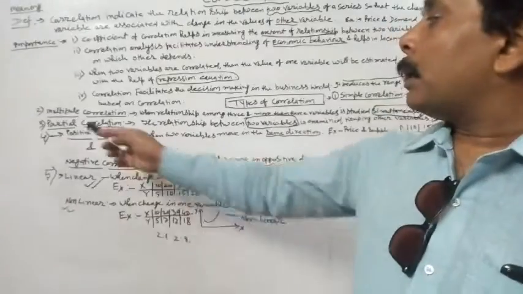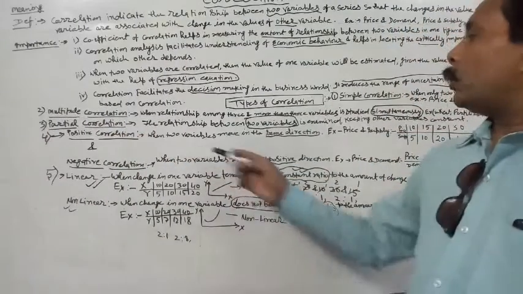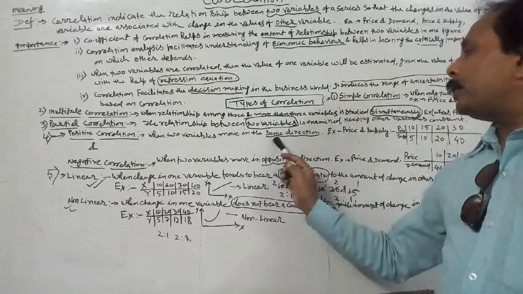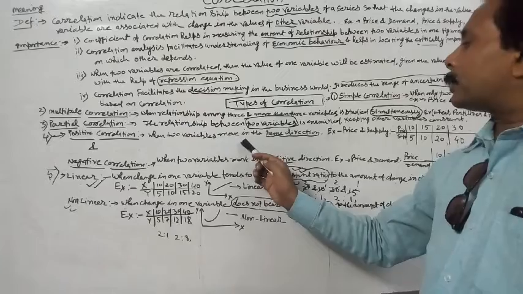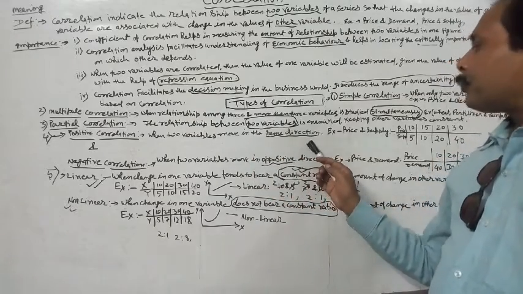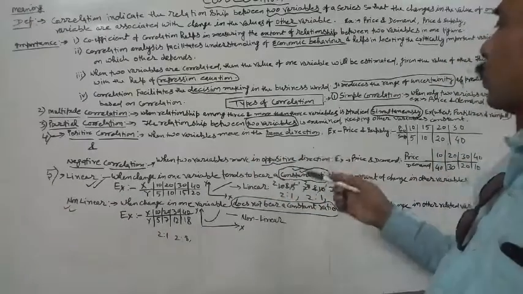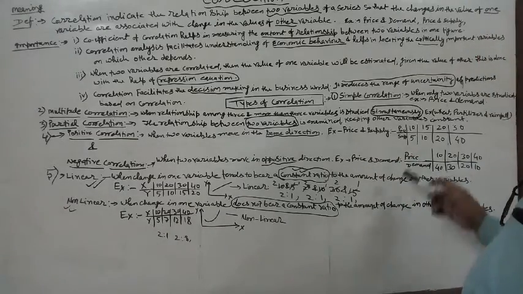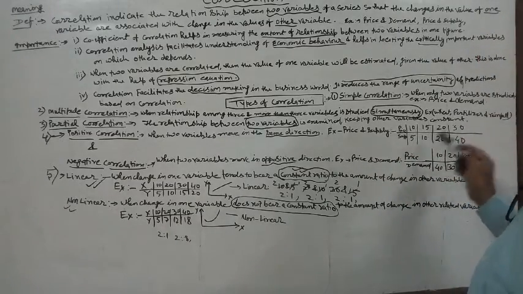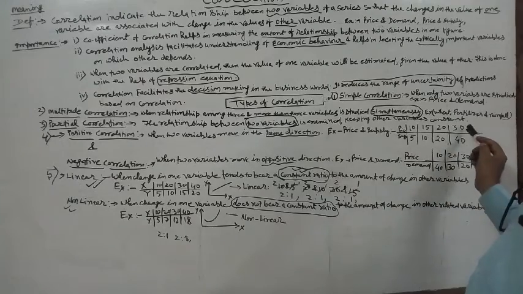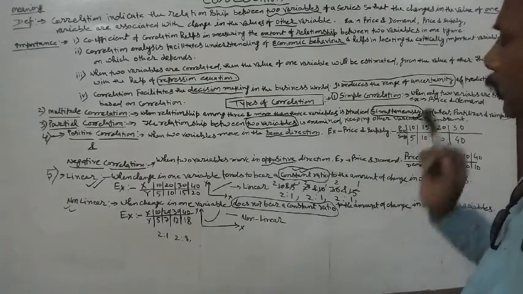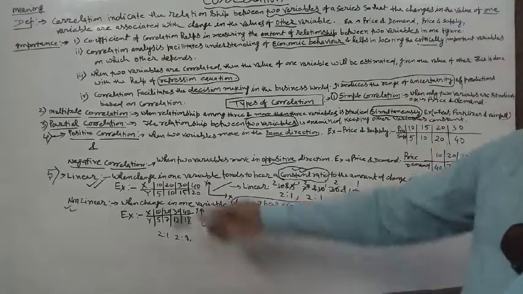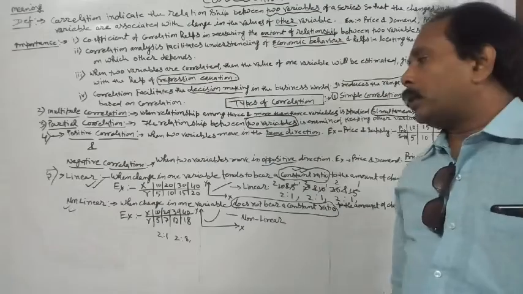Now come to the positive correlation. When two variables move in the same direction, this is the important term, that is known as positive correlation. For example, price and supply. If the price increases, supply will also increase. If the price decreases, supply will also decrease. Both are moving in the same direction, that's why it is known as positive correlation.